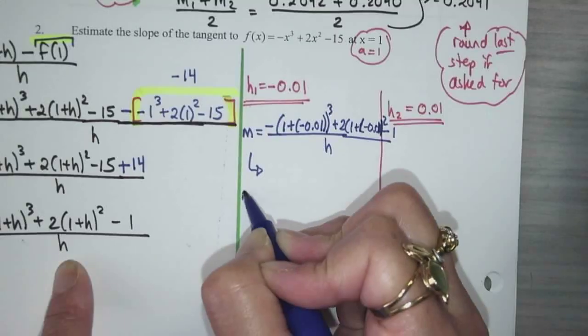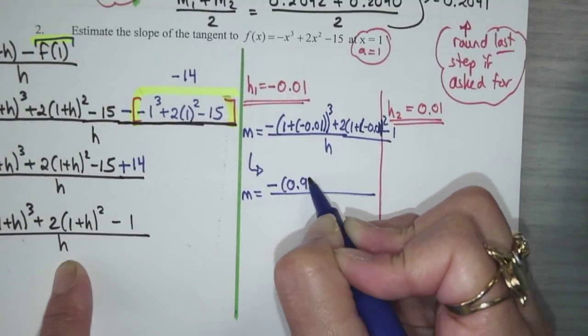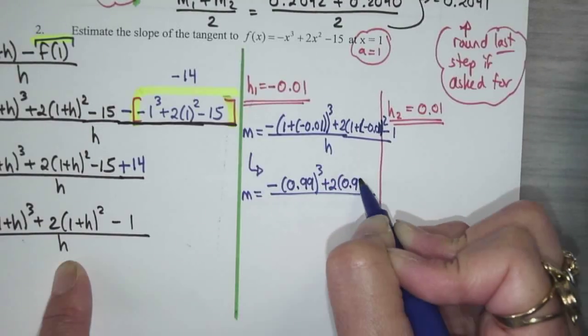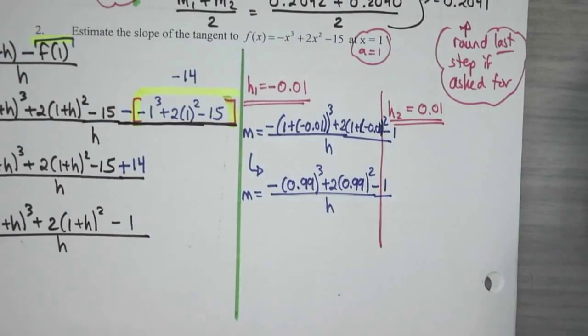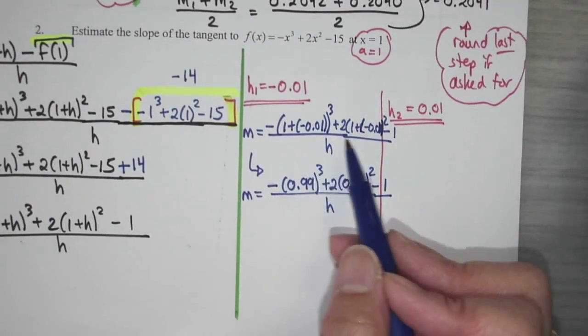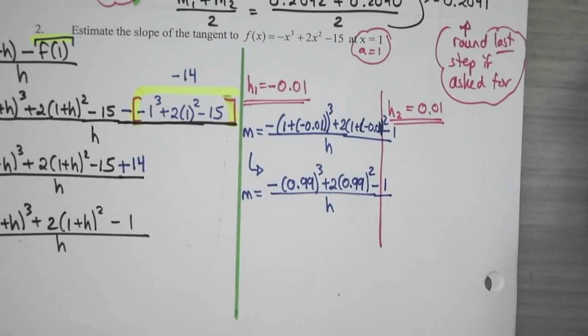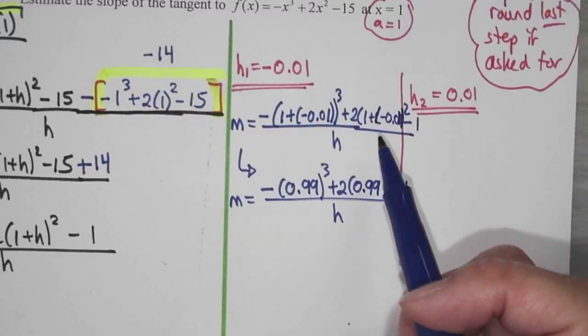Or you could have skipped that line and done this. Negative, and this will be 0.99 cubed plus 0.99 squared minus 1. Right? So if you didn't want to write this substitution, you can go right there. So that's probably where I would try to start. A little less than 1, a little more than 1. Okay? I know it's a bit messy there, sorry.